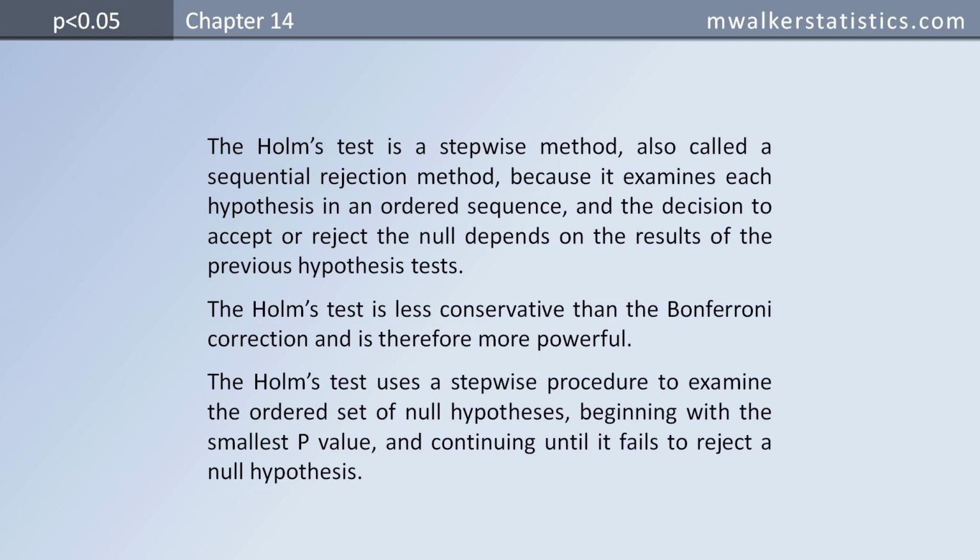The Holmes test is a stepwise method, also called a sequential rejection method, because it examines each hypothesis in an ordered sequence, and the decision to accept or reject the null depends on the results of the previous hypothesis tests. The Holmes test is less conservative than the Bonferroni correction and is therefore more powerful. The Holmes test uses a stepwise procedure to examine the ordered set of null hypotheses, beginning with the smallest p-value and continuing until it fails to reject a null hypothesis.